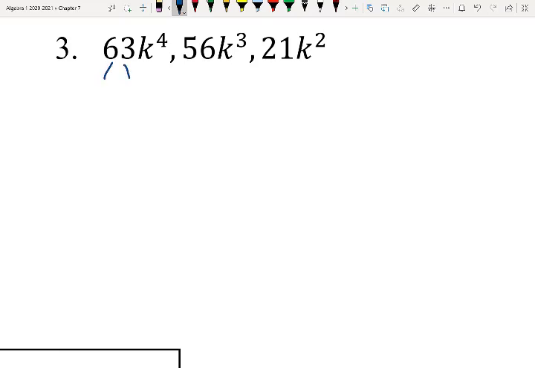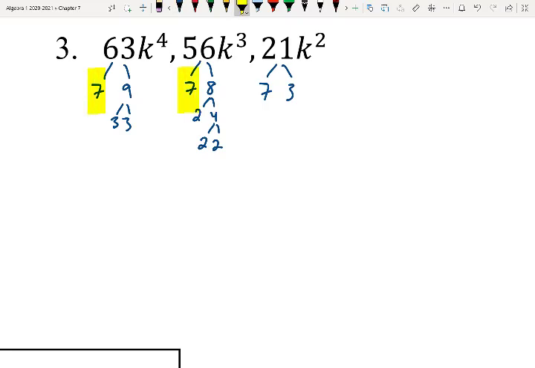So 63 is what? 7 times 9. 9 is 3 times 3. 56, that's 7 times 8. 8 is 2 times 4, which is 2 times 2. And then 21 is 7 times 3. So you can see, and I even naturally did this just because I see what they have in common. All three of them have 7 as a factor.